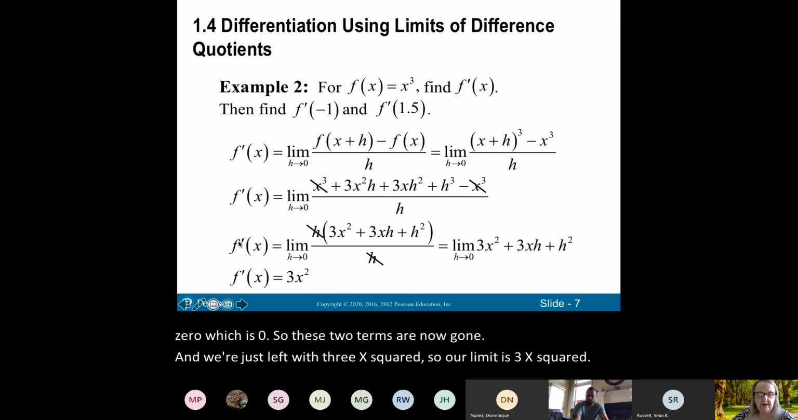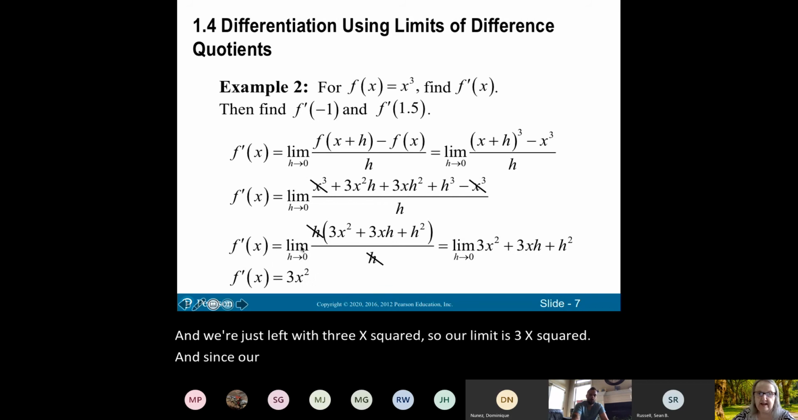And since our first derivative of x is equal to that limit, our first derivative of x is equal to 3x squared.